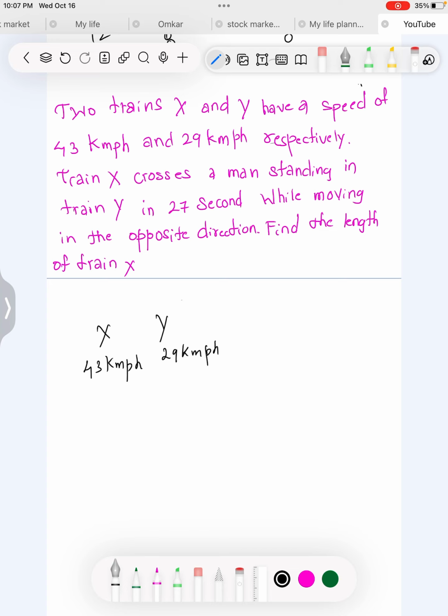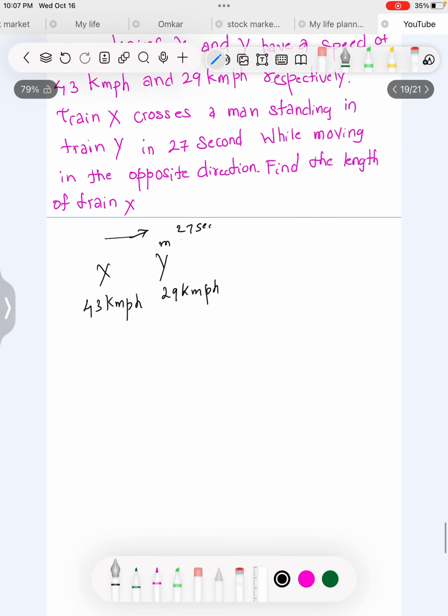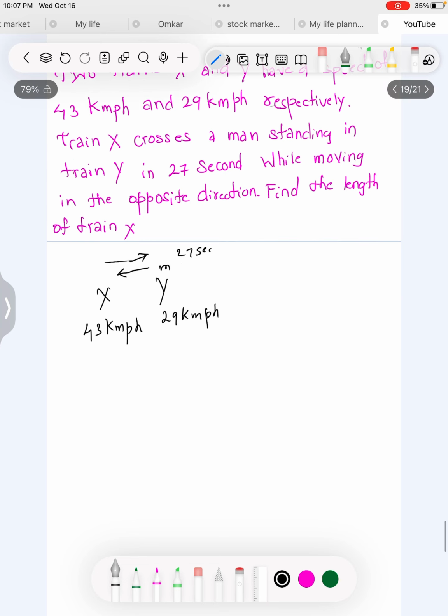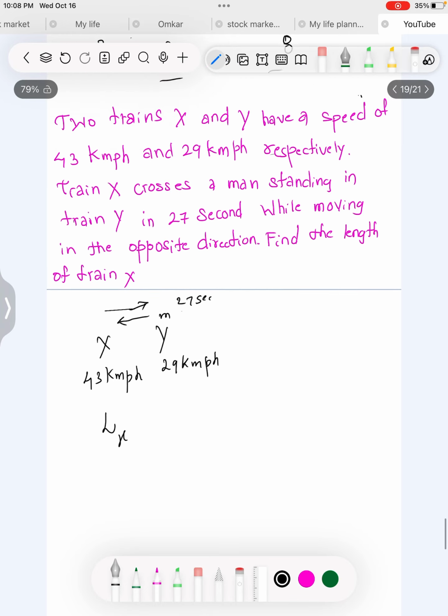Train X crosses a man standing in Y in 27 seconds while moving in the opposite direction. So it is showing that it is moving in the opposite direction. They are asking to find the length of train X.